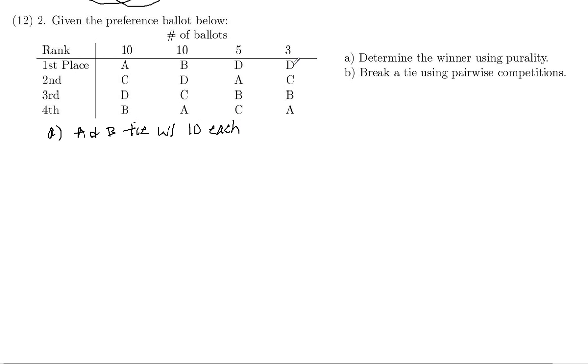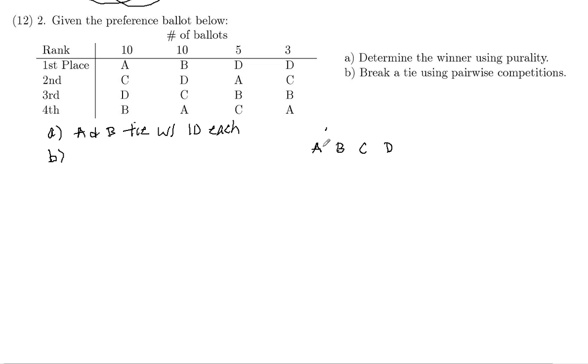And then D only has 8. And then C has no first place votes. And then we want to break that tie using pairwise competitions. Okay, so part B here, we're doing pairwise competitions. So remember how you determine your different competitions here. You've got A, B, C, D, and you want all possibilities of one candidate versus another.